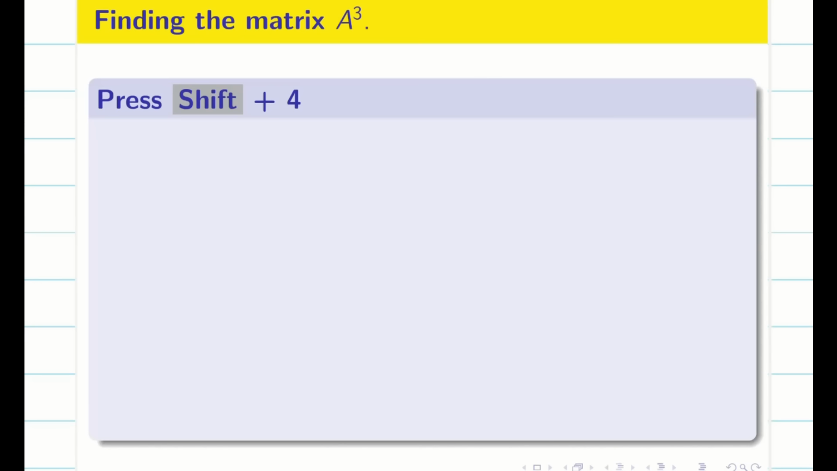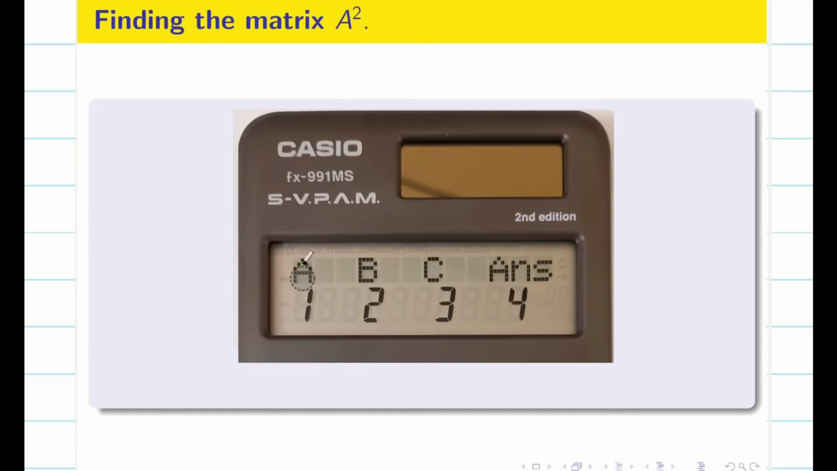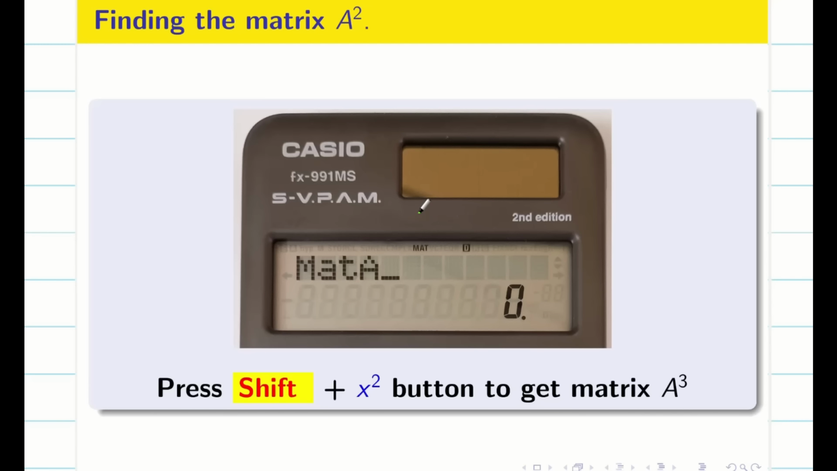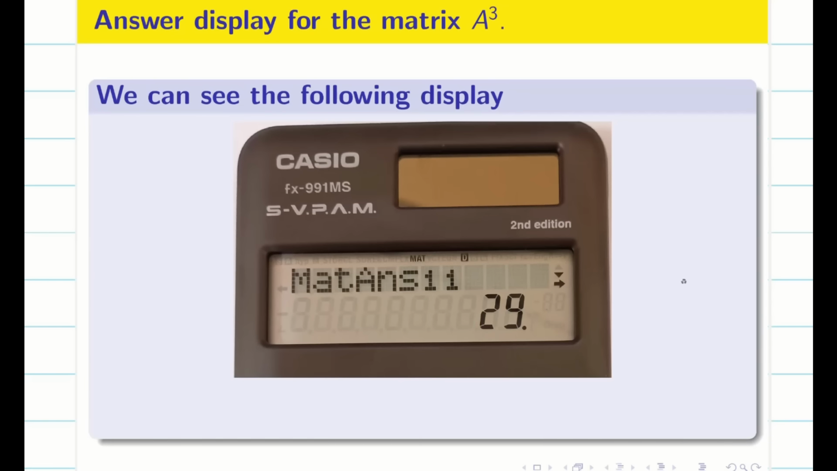Now press shift plus 4. It will show dimension, edit, mat. Now I have to choose mat. So choose 3. Then you'll be getting the same thing. I have to choose the matrix A. Now your calculator will show you the display Mat A. Press shift plus x square because I want to find A cube. Press the shift plus x square button, then we can see the display A cube. That means we are going to find the A cube matrix. So once you press this, press the equal to button, then we can see the following display.